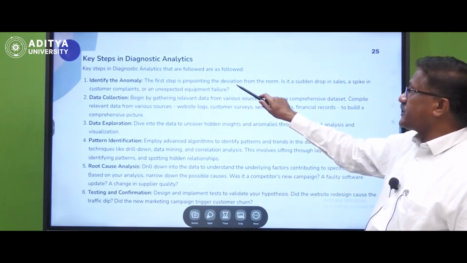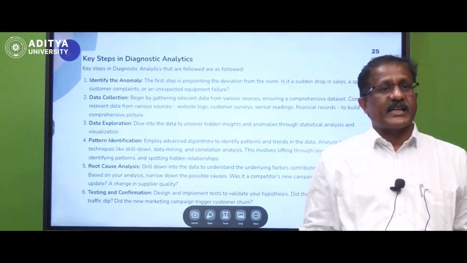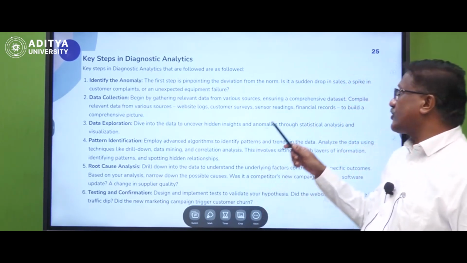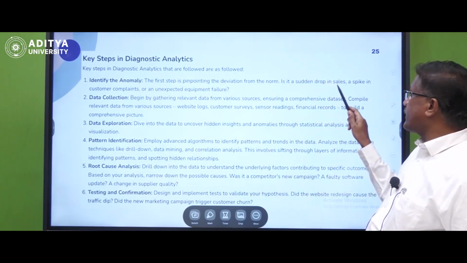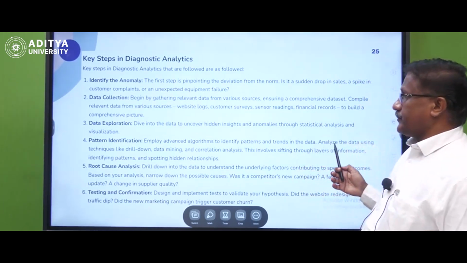Anomaly. The first step is to pinpoint the deviation from the norm. Whatever happens, any deviation in a particular process, first you have to understand: is it a sudden drop in the sales? Suppose suddenly the sales are coming down, why did it happen?